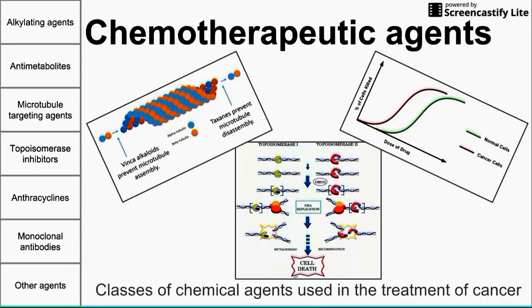We have in the middle the two topoisomerase inhibitors, and we're going to talk about how those can lead to cell death as well as a couple examples of those. And on the right here, we have a general graph that shows how when we use chemotherapeutic agents, we want to ensure that they kill cancer cells better than they kill normal cells. So we're going to jump right into talking about the classes of these chemical agents used in the treatment of cancer. This is chemotherapeutic agents.